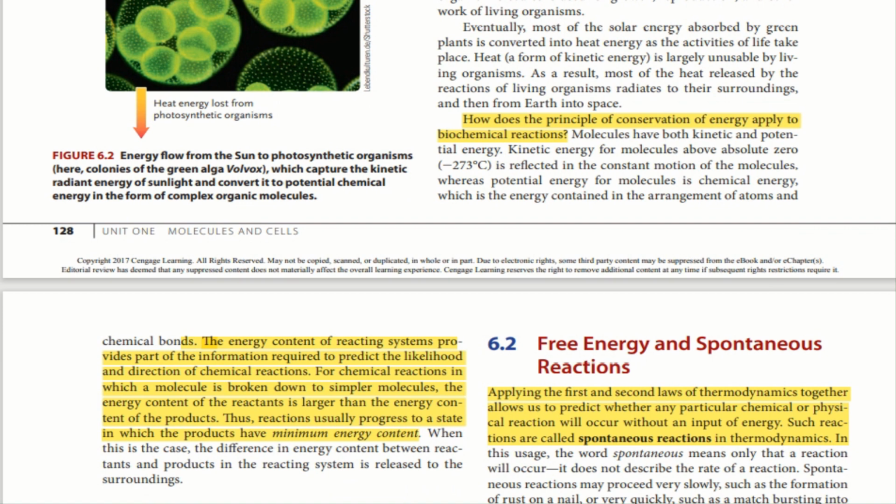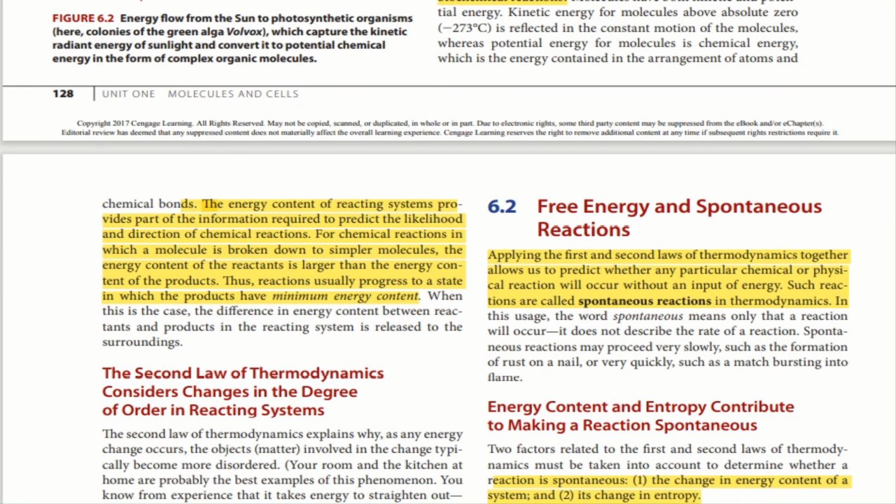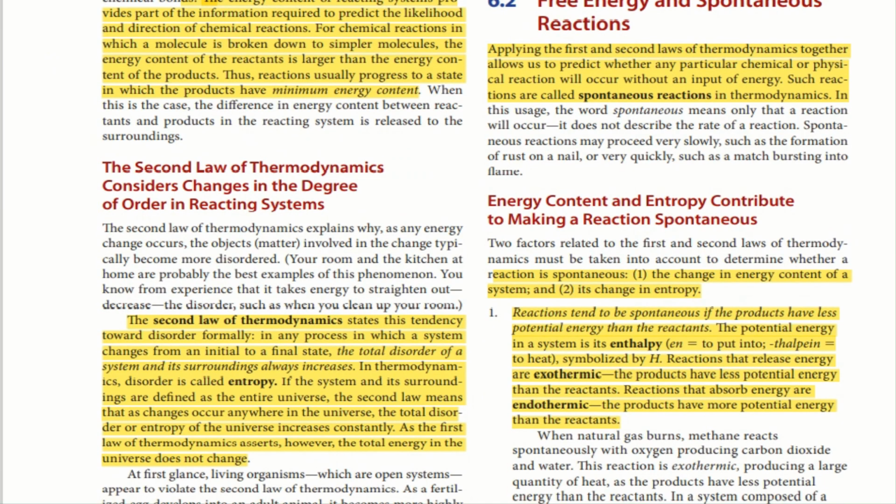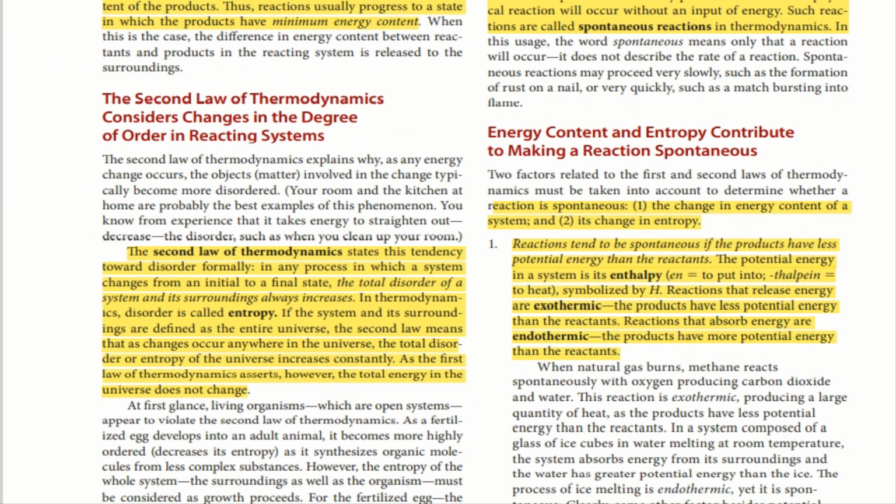For chemical reaction in which a molecule is broken down to a simple molecule, energy content of the reactant is larger than the energy content of the product. Thus, energy usually progresses to a state in which the product have the minimum energy content. When this happens, the difference in the energy content between reactant and product in the reacting system is released to the surrounding.